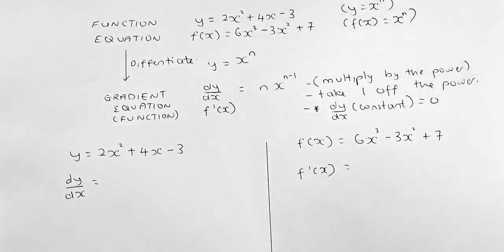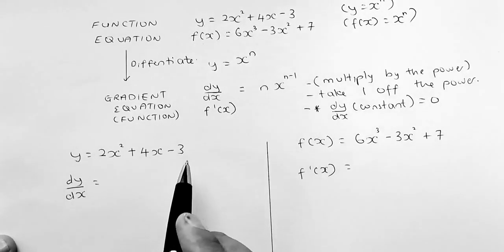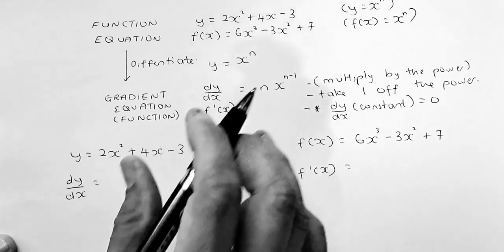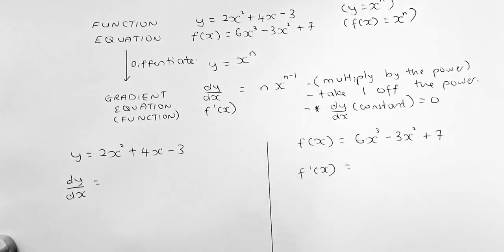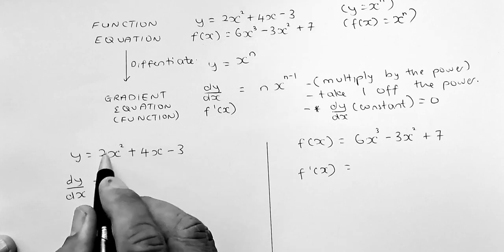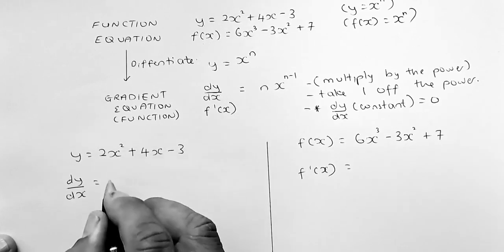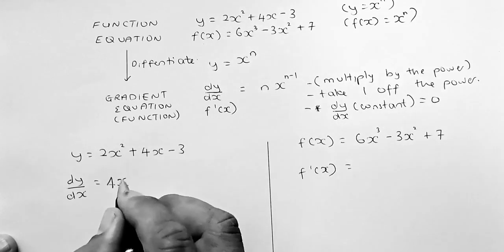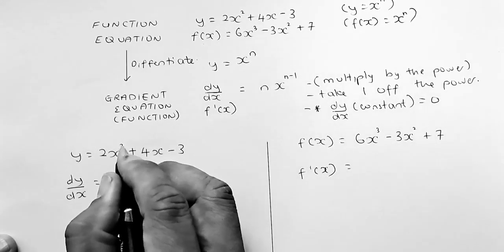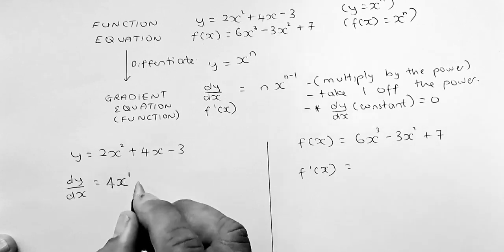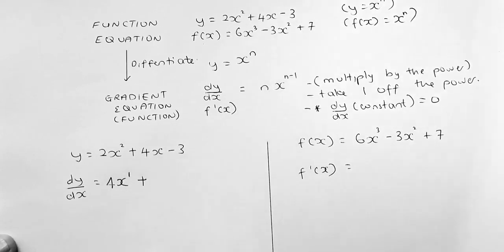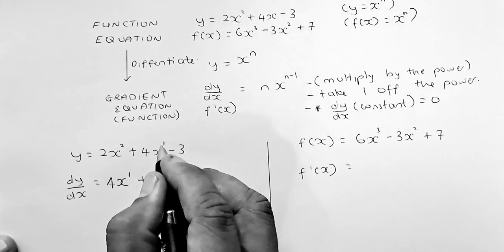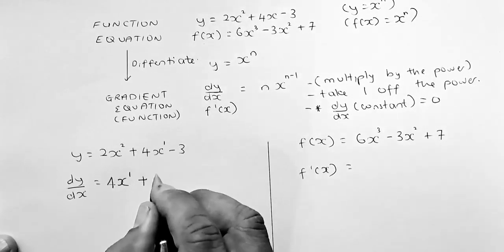If y equals 2x squared plus 4x minus 3, we are going to differentiate one term after another. We look at the first term, 2x squared. The 2 will come down, so 2 multiplied by 2 gives you 4. The x remains, and the power is reduced by 1, 2 minus 1 is going to be 1. Then you do the next term, 4x. If there's no power, it's actually power 1, so 1 comes down. 1 times 4 is going to be 4 again.